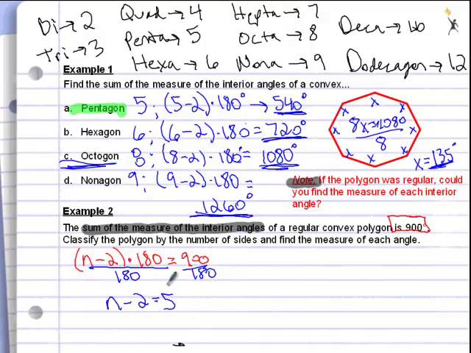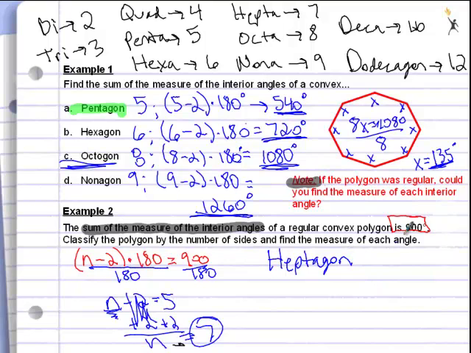Now I'm not done yet. I can't say what I have is a pentagon because I still need to solve for n here. The way I solve for n is by adding 2 to both sides. What I get when I do that is n equals 7. Now the question is, classify the polygon by the number of sides. What's something with 7 sides called? And all you have to do is look at the very top of our notes to figure out that it is a heptagon.